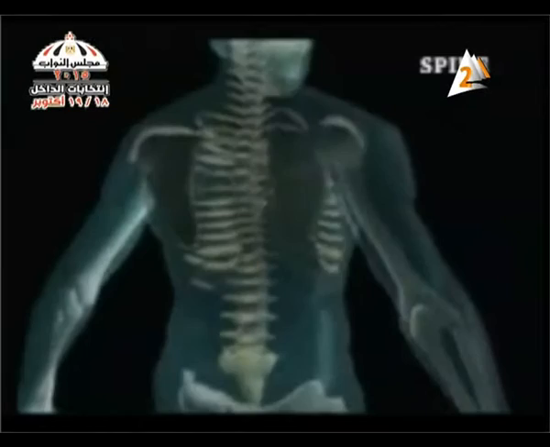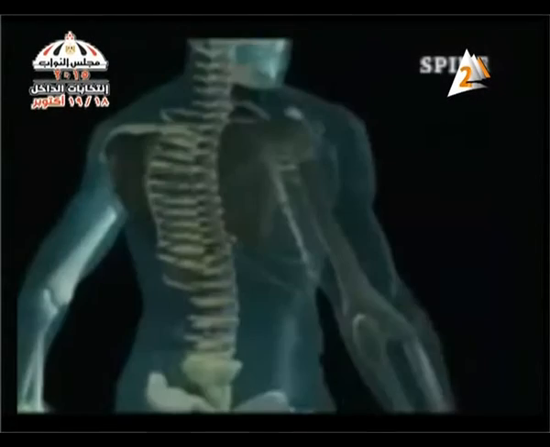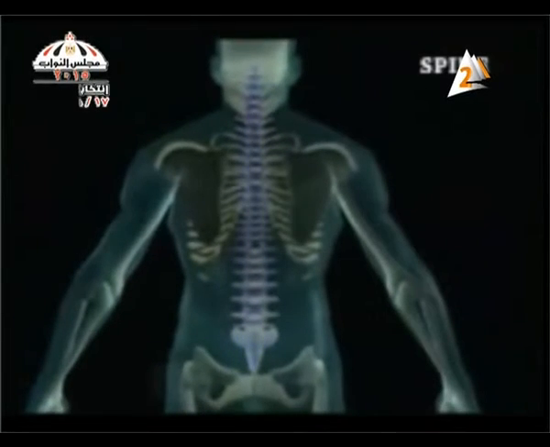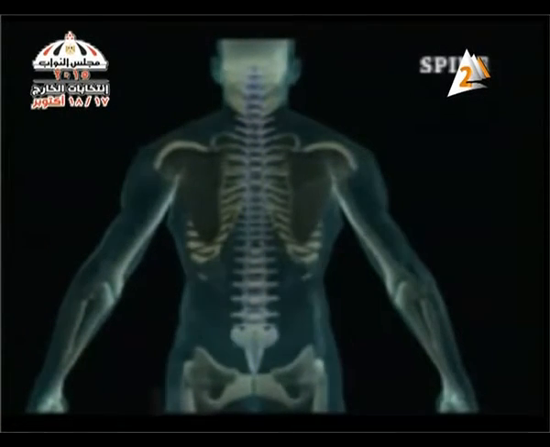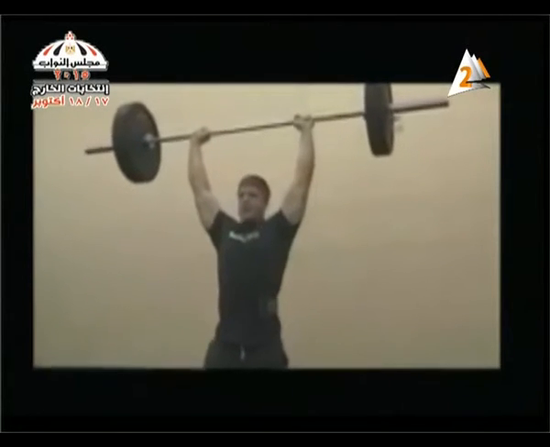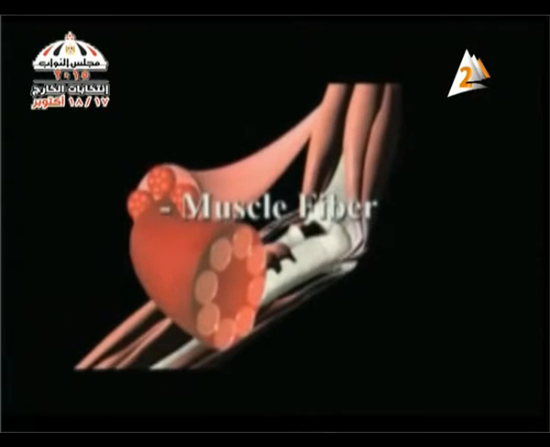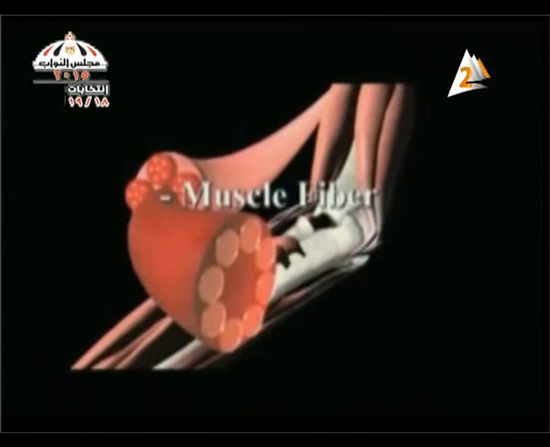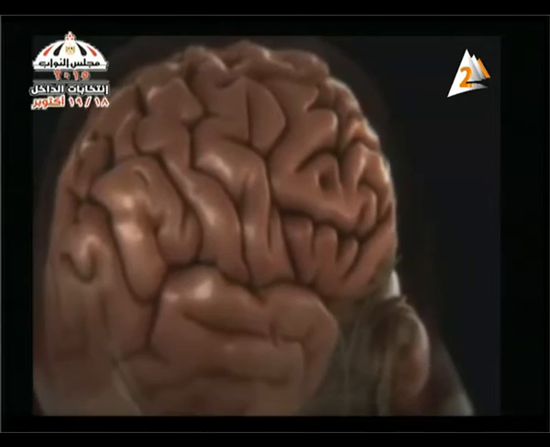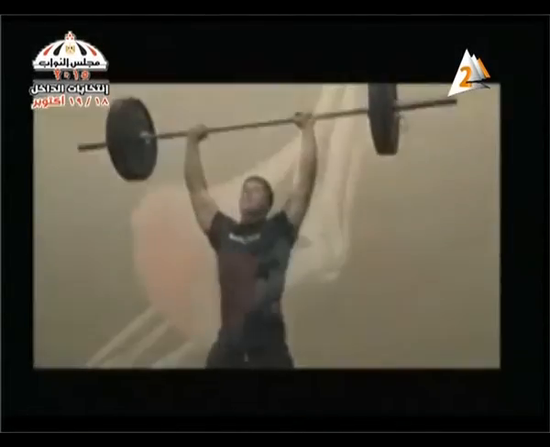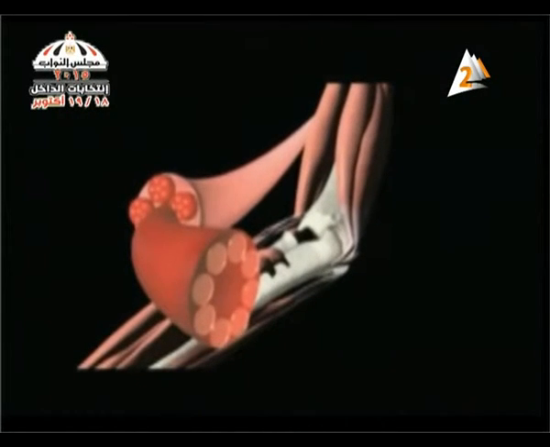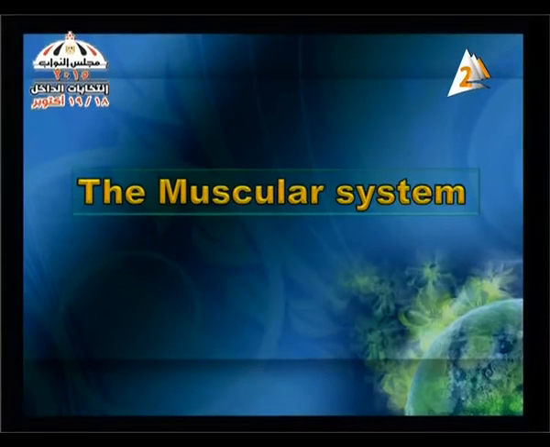Once again, the movement in man depends on three systems, which are the skeletal system, which supports the movement of limbs, the muscular system, which makes contraction and relaxation of the muscles that move the limbs in turn, and the nervous system, which gives the order to muscles to contract and relax. Let's see the muscular system.